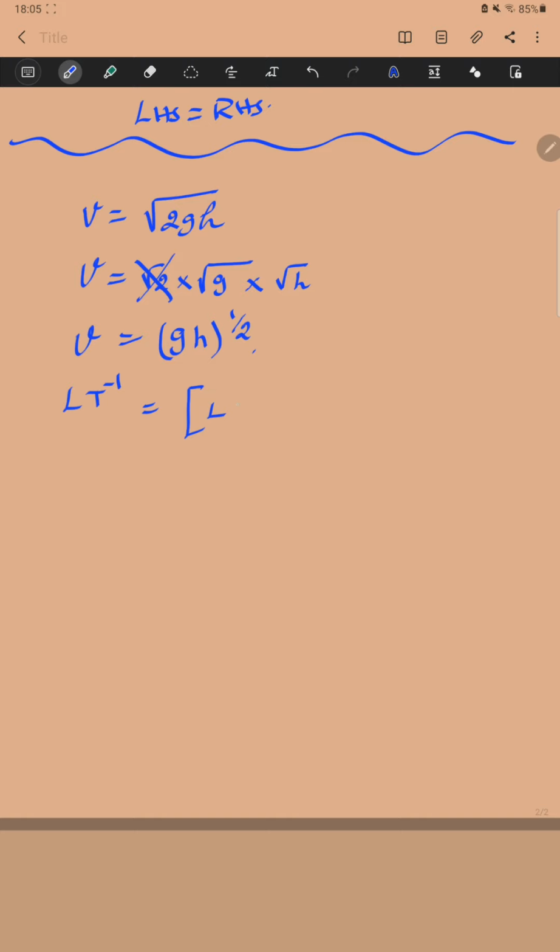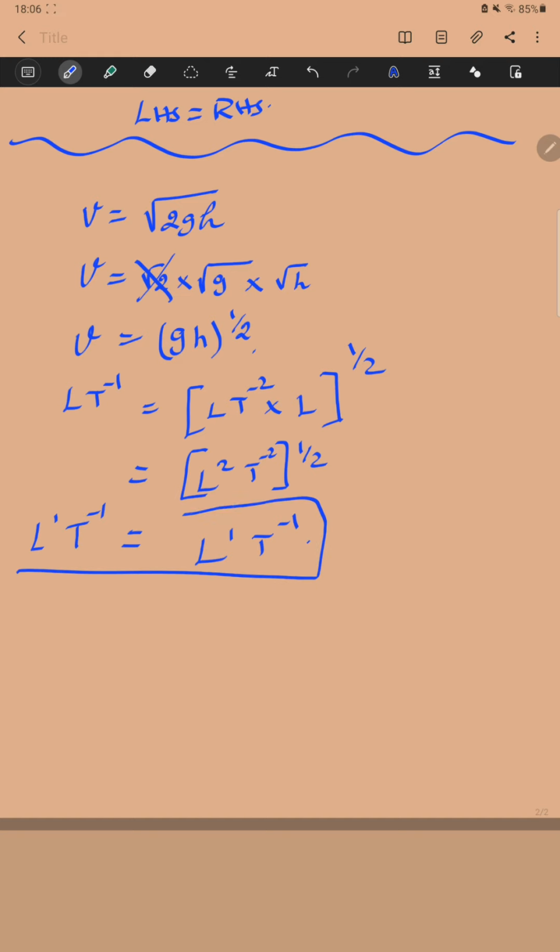Acceleration due to gravity is LT power minus 2, times height is L, power half, which is nothing but L squared T power minus 2 power half. Square root of 2 is 1, again T power minus 1. So L power 1 T power minus 1. The right hand side equals the left hand side. So we can say that this equation is also dimensionally homogeneous. Yeah, it is true.